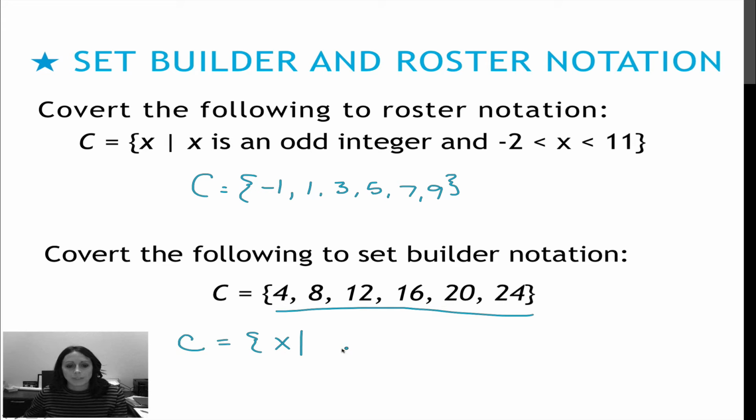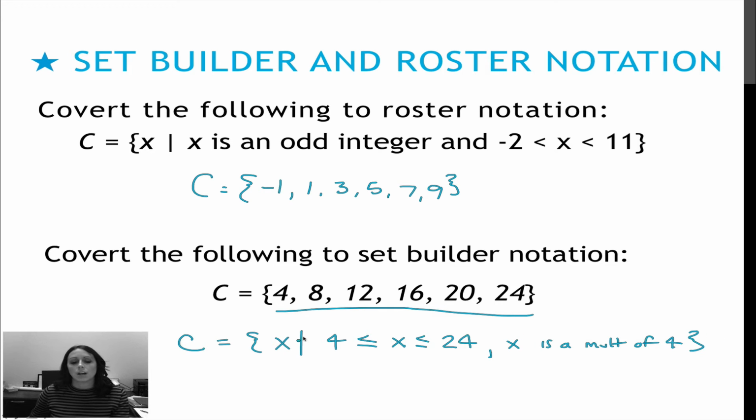So I'm going to say x is between 4 and 24, and that x is a multiple of 4. That's one way to write it. I could have said all of the x's such that x is a multiple of 4, less than 24. So it's kind of up to you. Set builder notation is used quite often. Again, there is a more complicated way to write that, but we don't need to worry about it in this case.